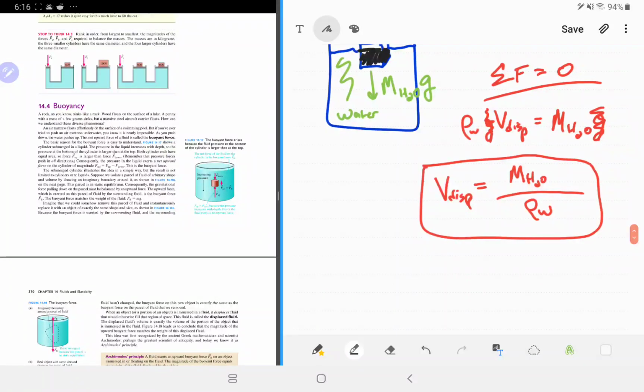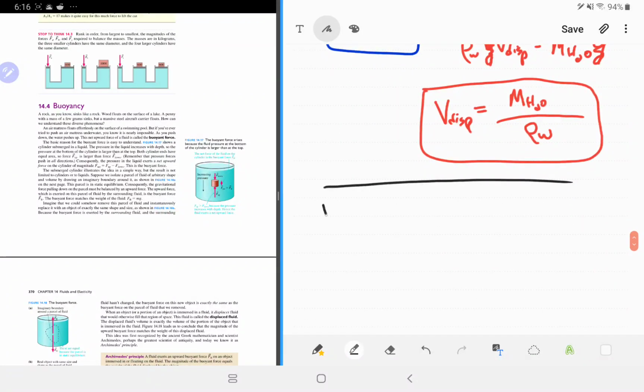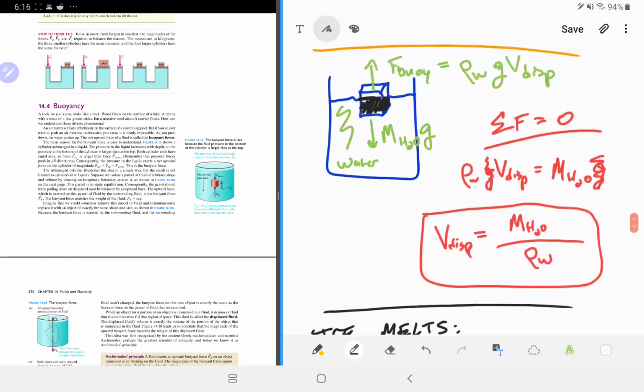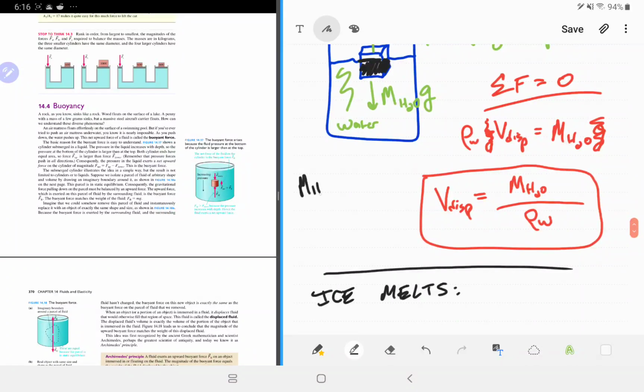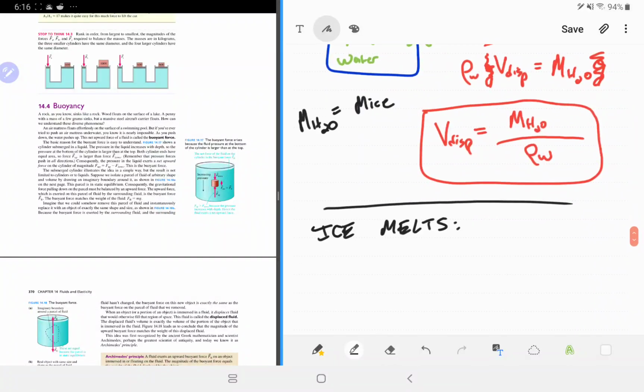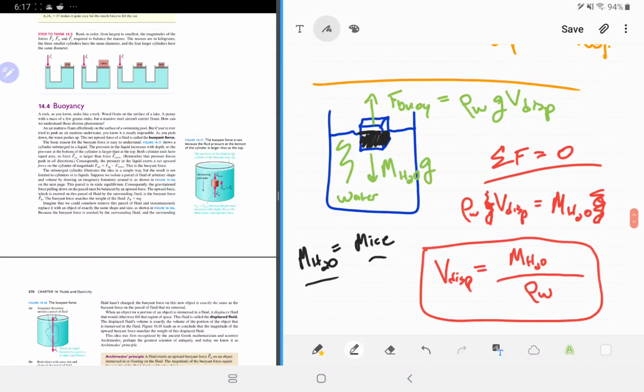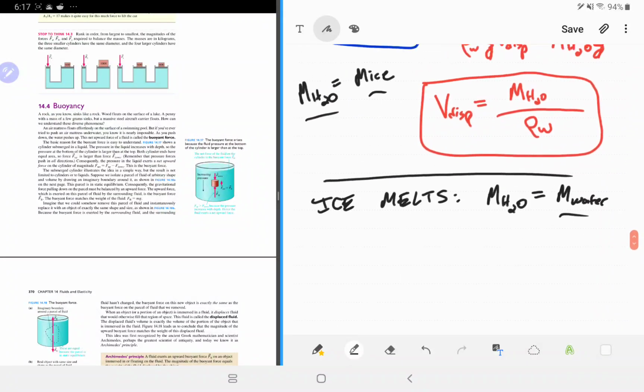Okay, so now let's look at the ice cube melting. So ice melts. So that ice cube, M H2O, which was equal to the mass of the ice cube, becomes here M H2O. It's that same mass. It's just turned into water now. All three of these are equal. Before, it was talking about the ice cube before it melted, and this is after.